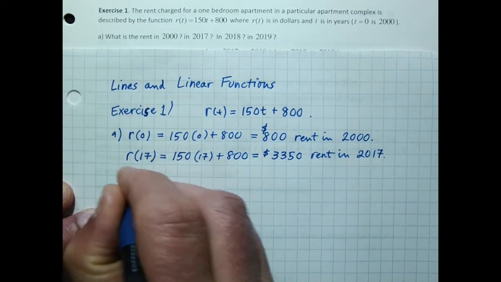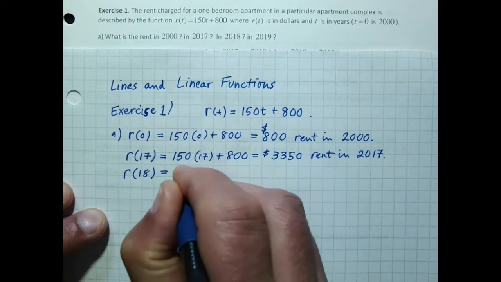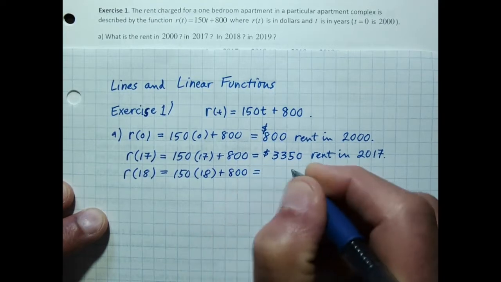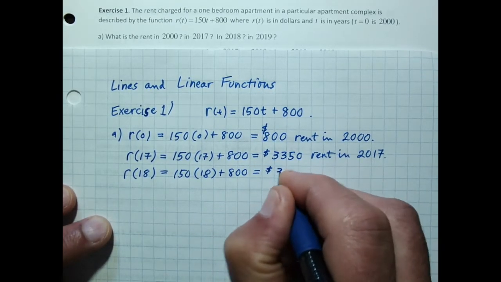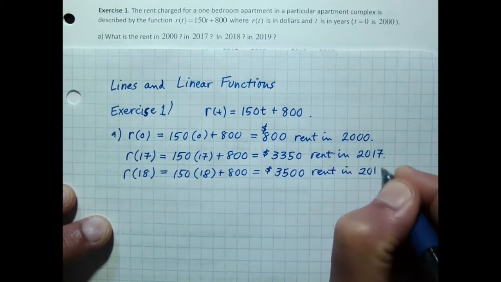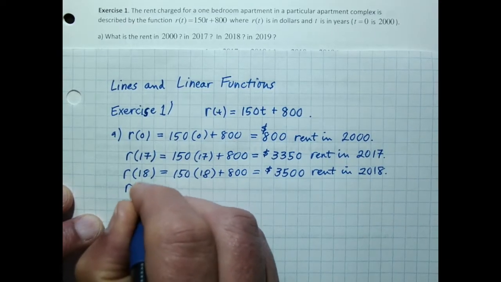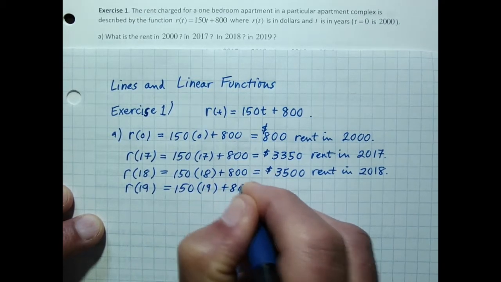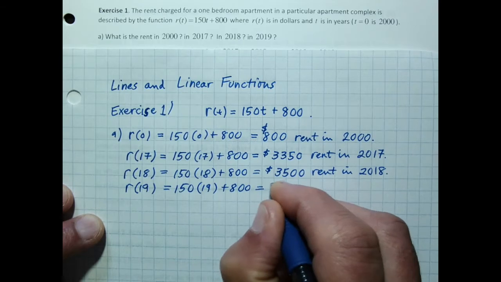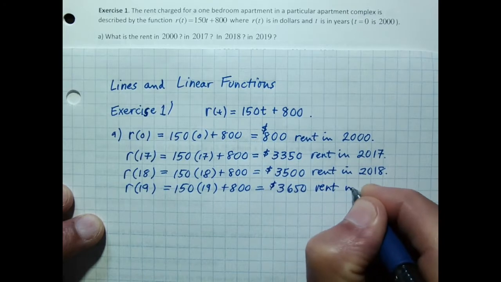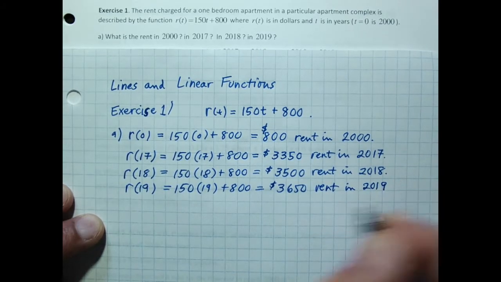And for 2018, we want r of 18. And so we just keep plugging in here, right? And that turns out to be $3,500 is the rent in 2018. And we also want r of 19. 150 times 19 plus 800 is $3,650 is the rent in 2019. Okay. So there's part A.